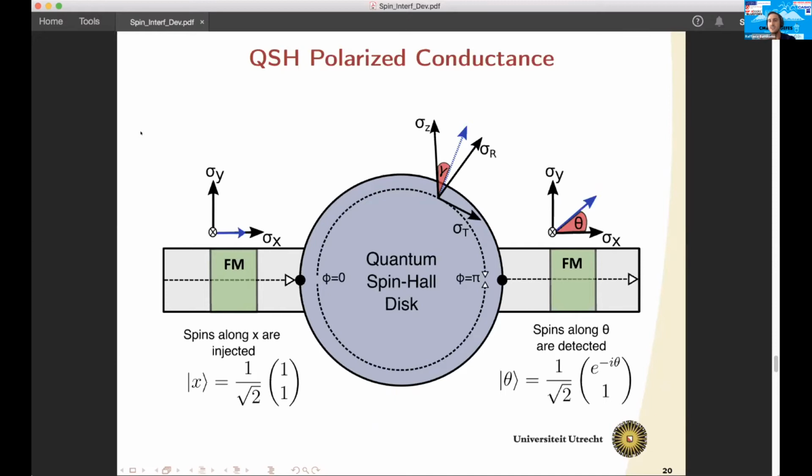So let's imagine injecting an electron polarized along the x direction. When it traverses the disk and comes out, is it still directed along the x direction, or has it rotated somehow due to the Rashba coupling, which we can tune inside the disk? There are two key angles here once again: gamma, the tilt angle given by the Rashba, and theta, the in-plane angle which the detector in the right lead has.